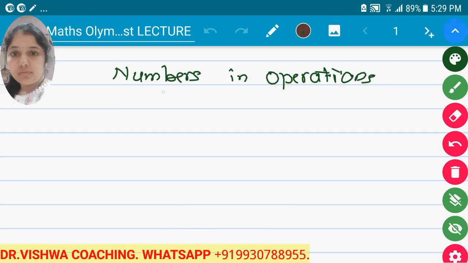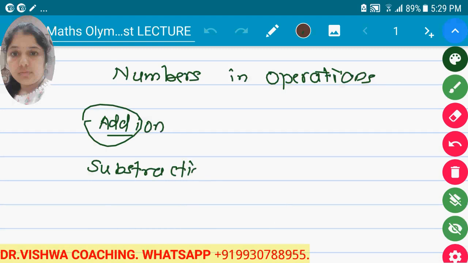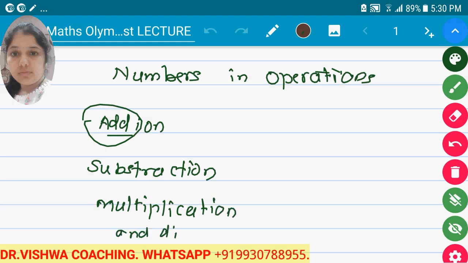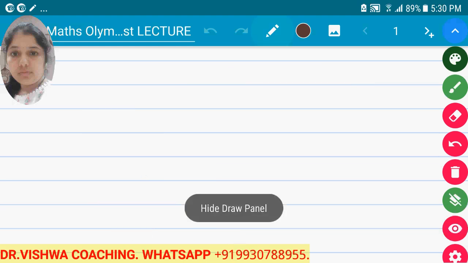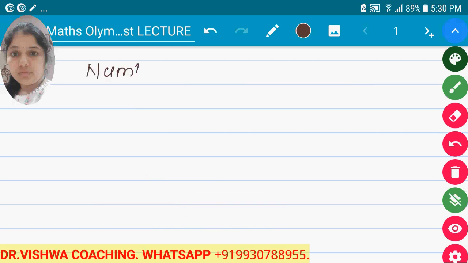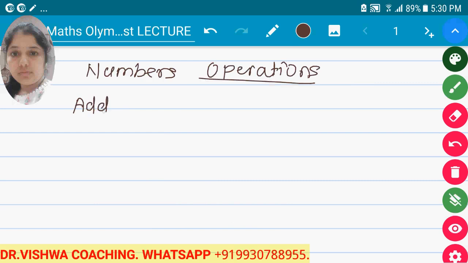We add, we subtract, means addition, subtraction, the multiplication, and division. Okay, so one by one we will understand the different operations which are carried out on the numbers. So first of all is addition.